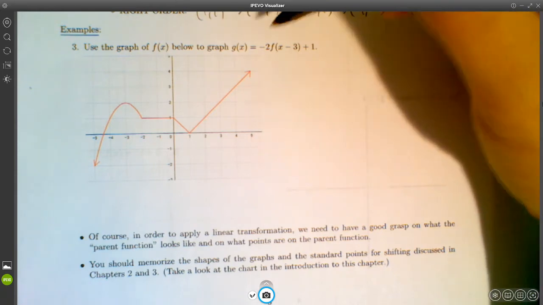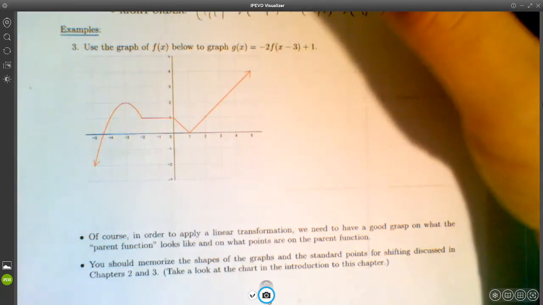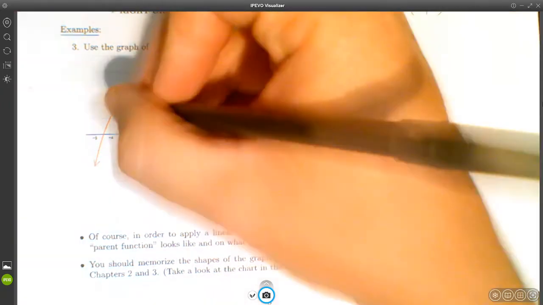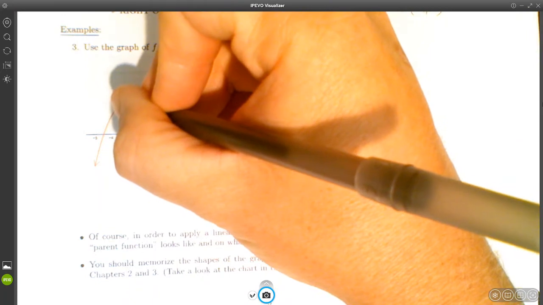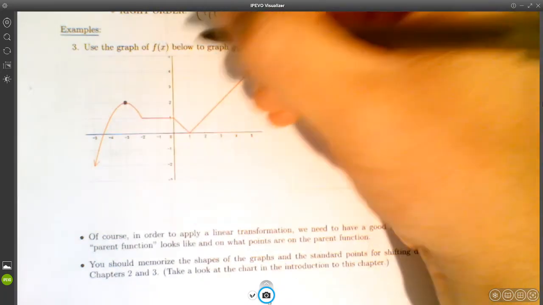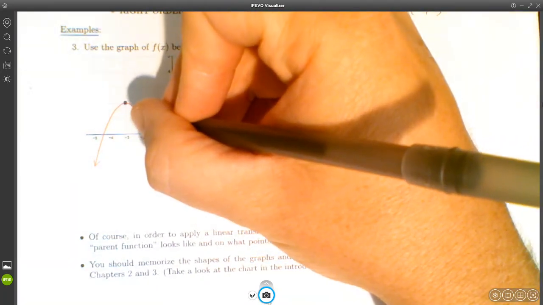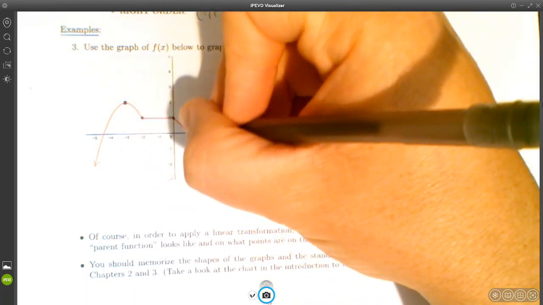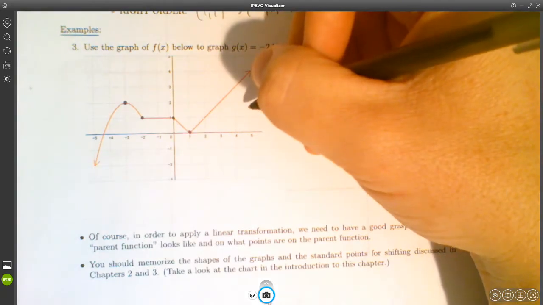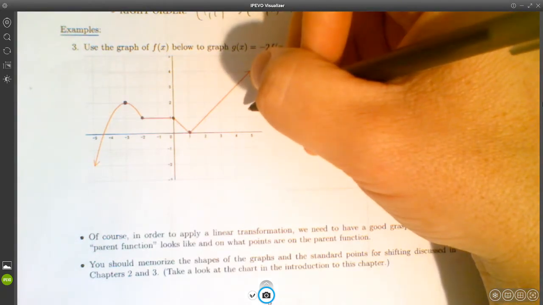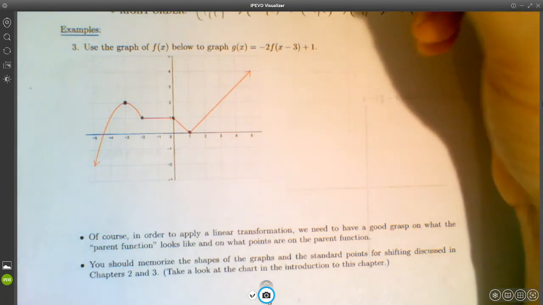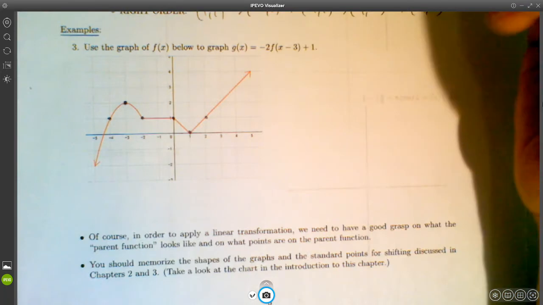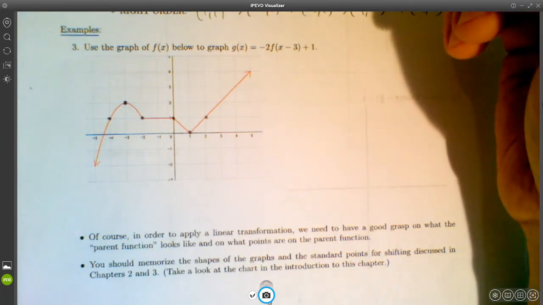To do it, I'm just going to pick a few important key points to see where they end up. So I think the vertex of this parabola would be a good point. That's the point -3, 2. This point would be a good point to plot, -2, 1. This point would be a good point to plot, and then so would this one. That might be good enough. I might get this point and this point as well, just to make sure that we end up in the right kind of trajectory.